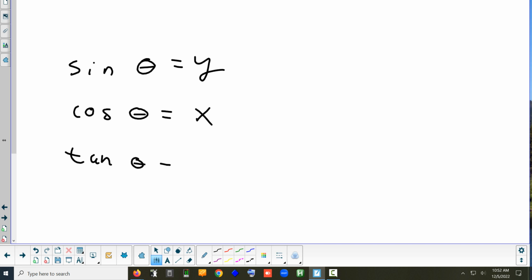And what about the tangent? Y over x. Now there were 3 other trig functions. Does anybody remember the name of the one that we wrote across from sine? And what did you do to the y? You put it under 1. Yeah, you flip it.